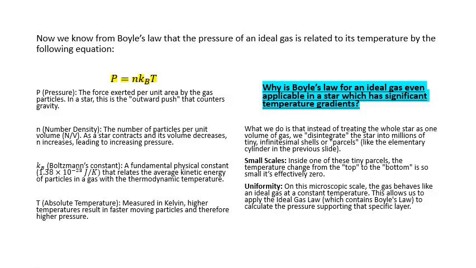k_B is the Boltzmann constant. It's a fundamental constant, and its value you can see here, 1.38 times 10 to the power minus 23 joule per Kelvin, and it relates the average kinetic energy of the particles in the gas with the thermodynamic temperature. It's a proportionality constant. T is the absolute temperature of the gas. The higher the temperature, the faster the particles will move, and therefore the higher the pressure will be.